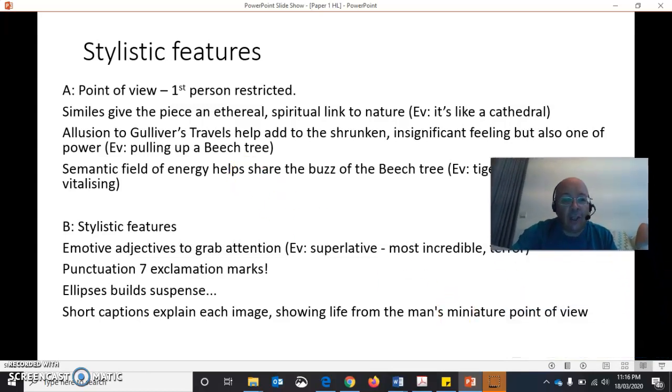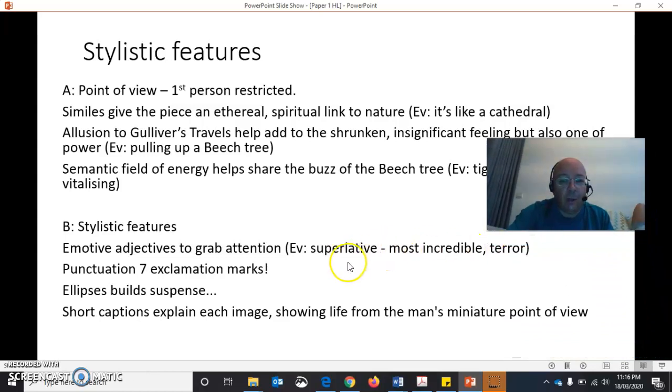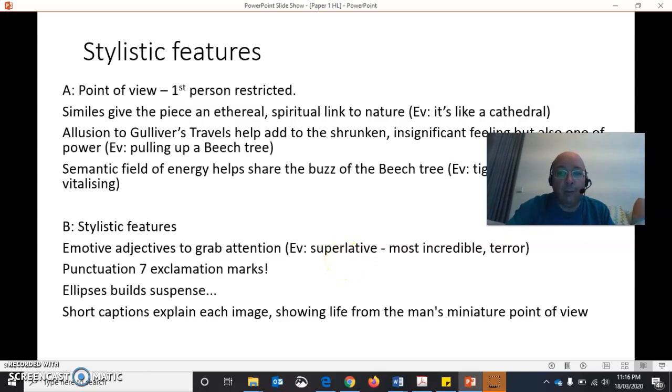And then the stylistic features of the movie poster, that can appear quite tricky because there isn't a huge amount of language here to work on, so you have to look very carefully. There are a lot of emotive adjectives. It's designed to grab your attention very quickly, so it uses superlatives like "the most incredible." It uses strong adjectives like "terror" to immediately grab the reader, and probably more language than a typical movie poster today.